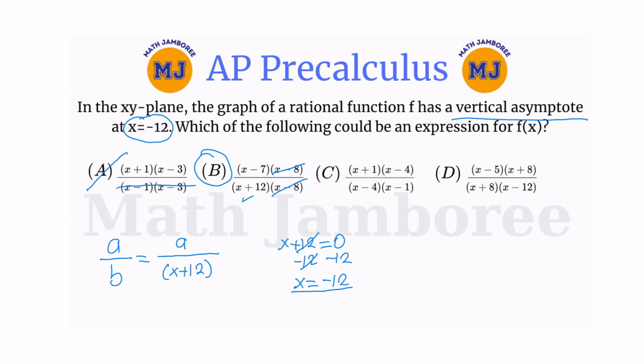And in choice C, we don't have x plus 12 in the denominator. I can go ahead and eliminate choice C. And in choice D, we have x minus 12, not x plus 12. That's why I'm going to go ahead and eliminate choice D as well. So our final answer is again choice B for this specific question.